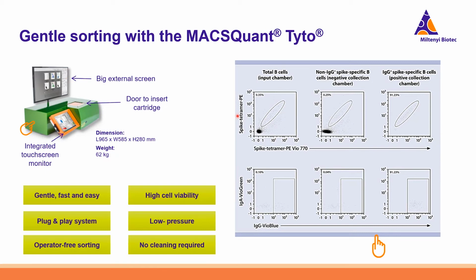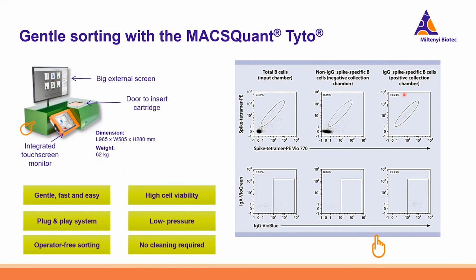Here are spike positive B cells that we sorted. And you see in the starting material, we only have 0.35% of antigen positive B cells. So it's just a few. And when you look at how the sorting worked, it is really nice. We were able to gain 91% purity for our really rare B cells that are actually IgG positive spike B cells.